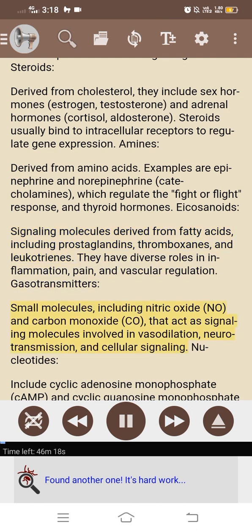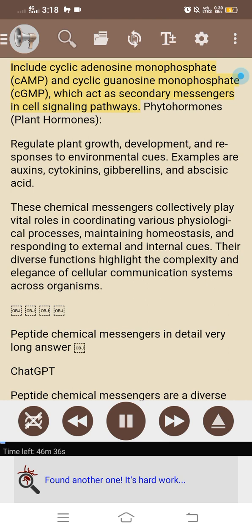Gasotransmitters. Small molecules, including nitric oxide, NO, and carbon monoxide, CO, that act as signaling molecules involved in vasodilation, neurotransmission, and cellular signaling. Nucleotides. Include cyclic adenosine monophosphate, cAMP, and cyclic guanosine monophosphate, cGMP, which act as secondary messengers in cell signaling pathways. Phytohormones, plant hormones. Regulate plant growth, development, and responses to environmental cues. Examples are auxins, cytokinins, gibberellins, and abscisic acid.